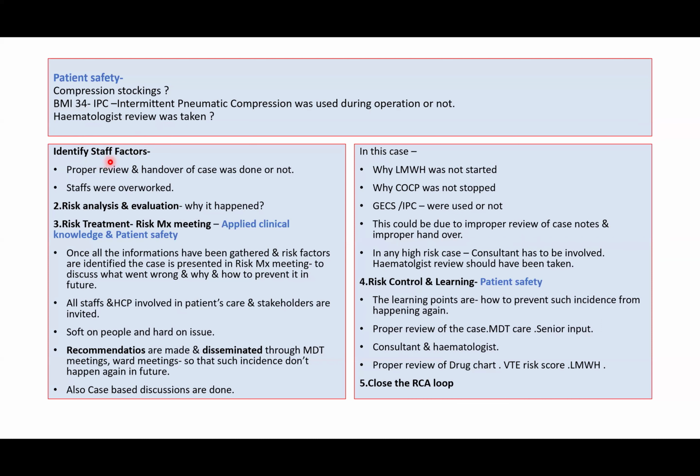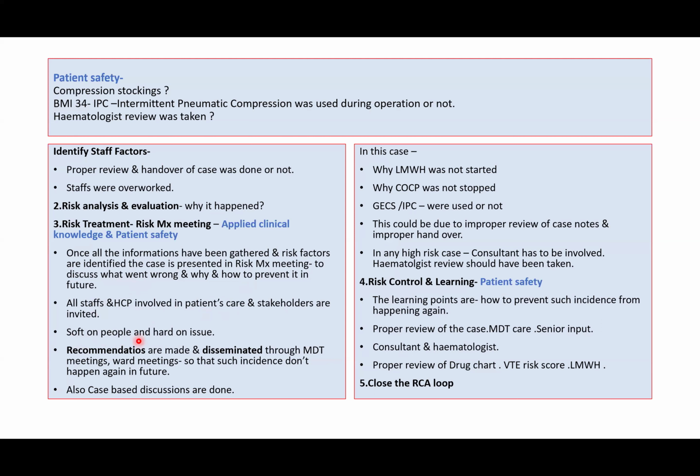Then you have to identify the staff factors, whether proper review and handover of cases was done or not, and whether staff were overworked. Then risk analysis and evaluation means we have to see why it happened. Then we have to talk about the risk treatment and the risk management meeting. So once all information has been gathered and risk factors are identified, the case is presented in the risk management meeting to discuss what went wrong and why and how to prevent it in future. All staff and healthcare personnel involved in the patient's care and stakeholders are invited.